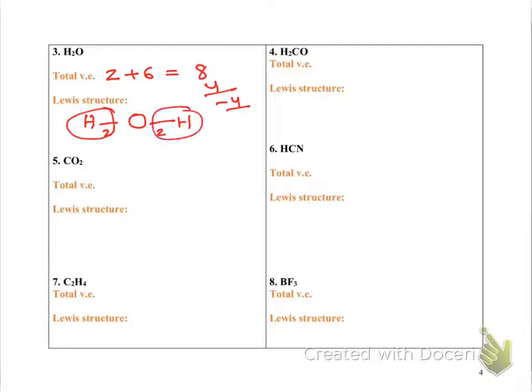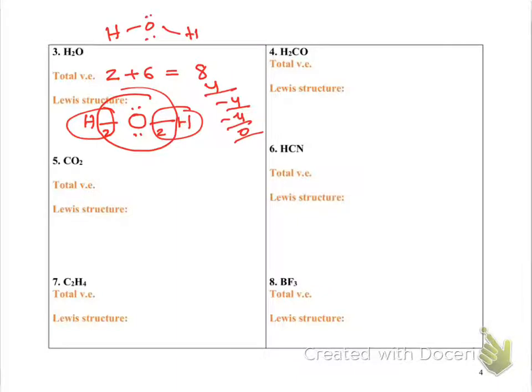Both the hydrogens are stable now, so I'm going to put 2 lone pairs on oxygen. So now oxygen has 8 around it, and we used all the electrons. So water is this.